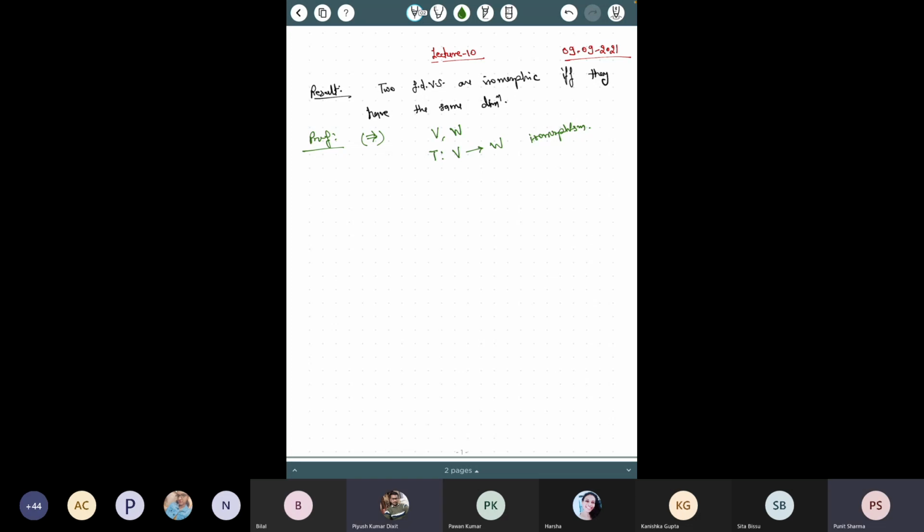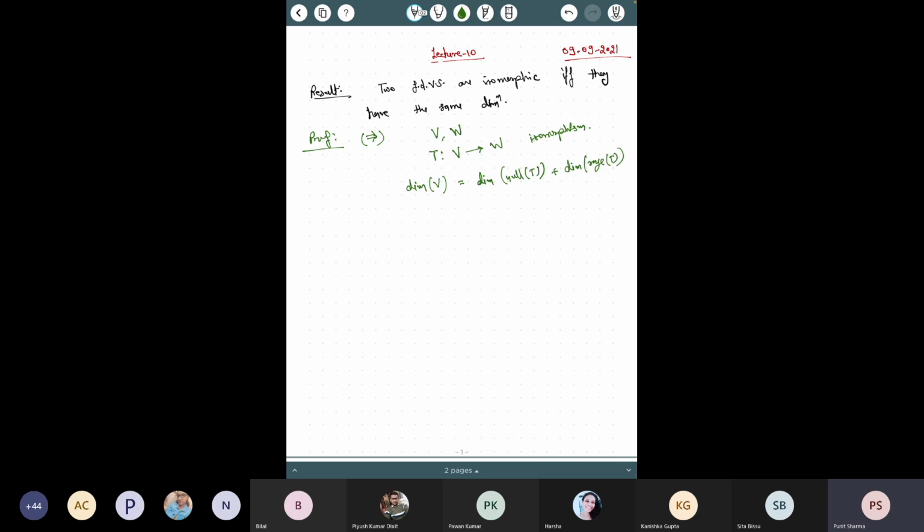Yes, so this follows by the rank nullity theorem. You can say why it is, because you know that this T is an isomorphism, that it is one-one and onto. So the dimension of V, by the rank nullity theorem, is the dimension of the null space of T plus the dimension of the range of T.